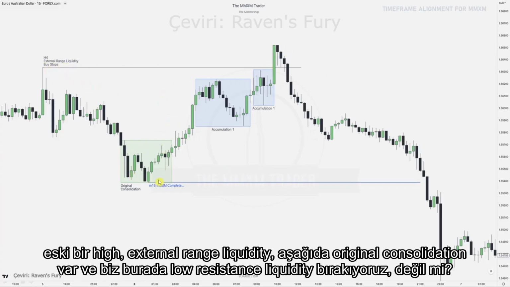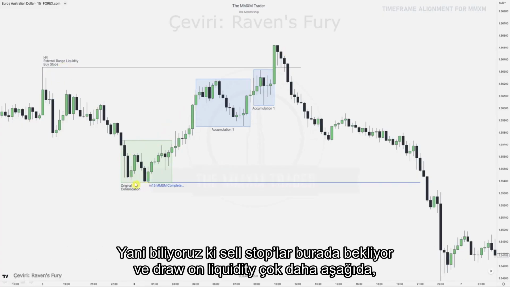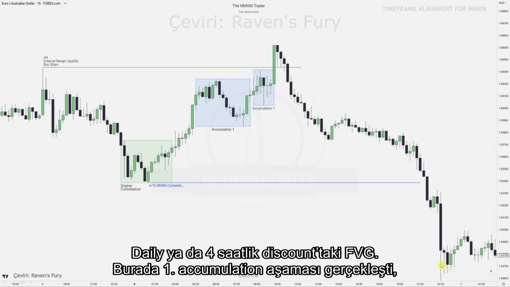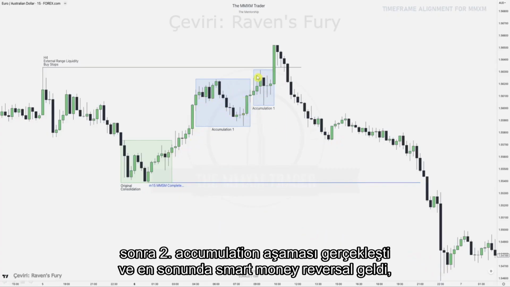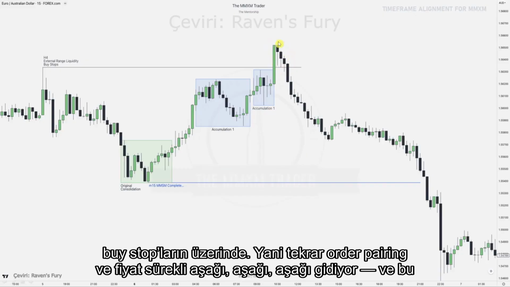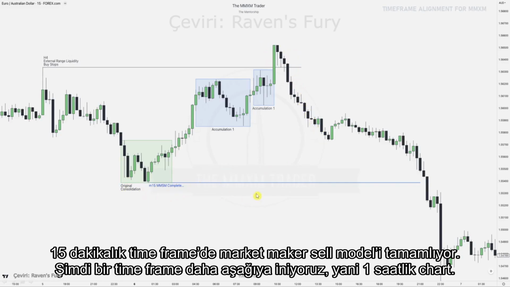Original consolidation down here. We're leaving some low resistance liquidity, right? So we know sell stops are resting below here, and that draw on liquidity was way lower, right? The daily or that 4-hour fair value gap in discount. We had accumulation phase 1 happening over here, accumulation phase 2, and then eventually smart money reversal above buy stops, right? Order pairing again, continuing down lower, lower, lower, completing this market maker sell model on a 15-minute time frame.